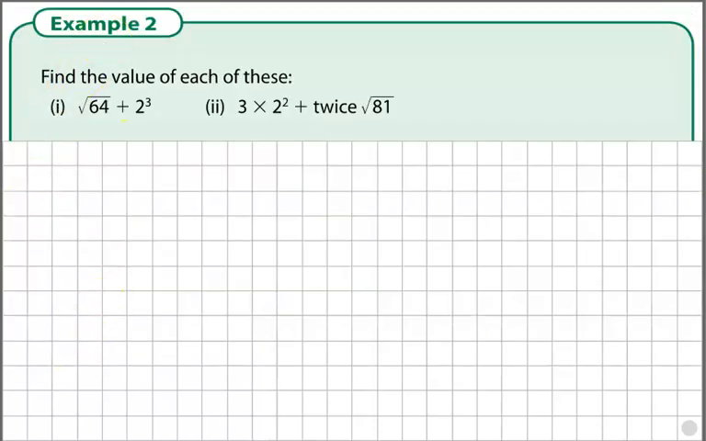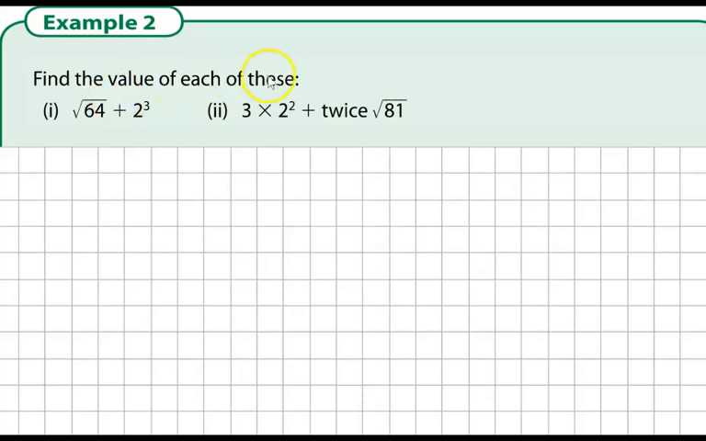Example 2. Find the value of each of these. Part 1, the square root of 64 plus 2 cubed. And part 2, 3 times 2 squared plus twice the square root of 81.